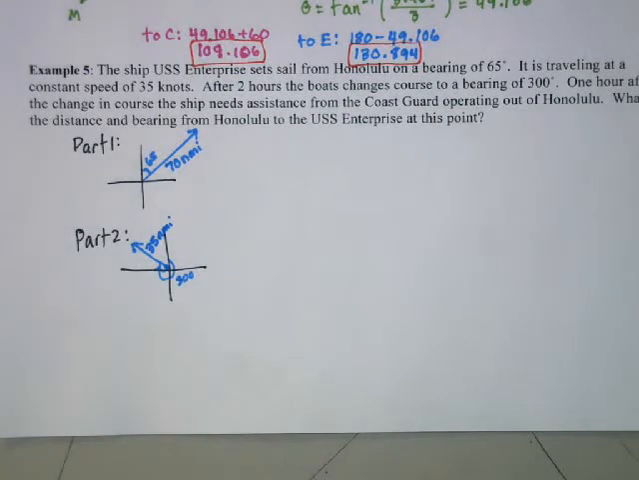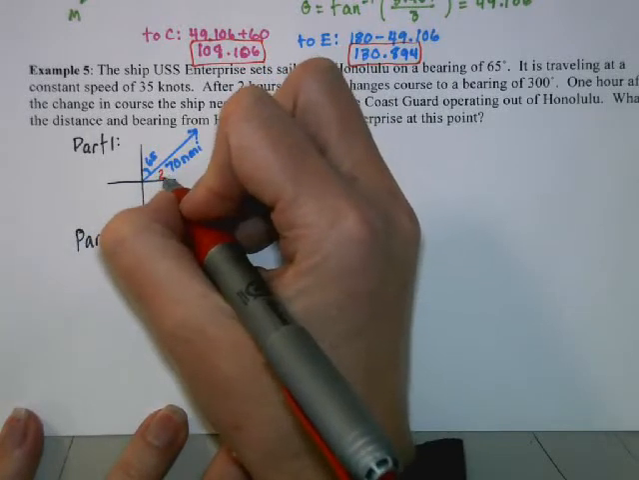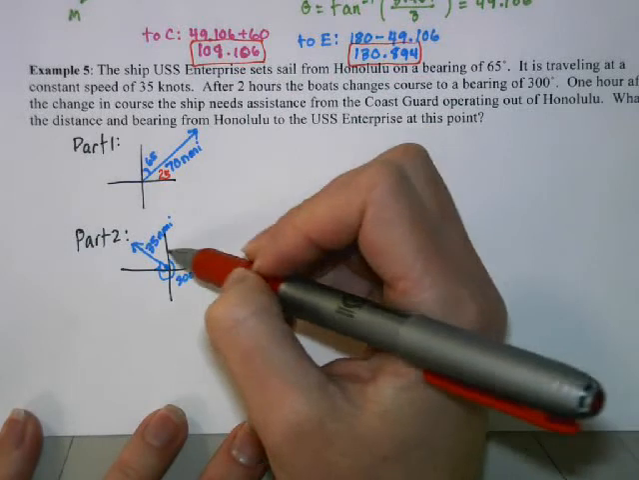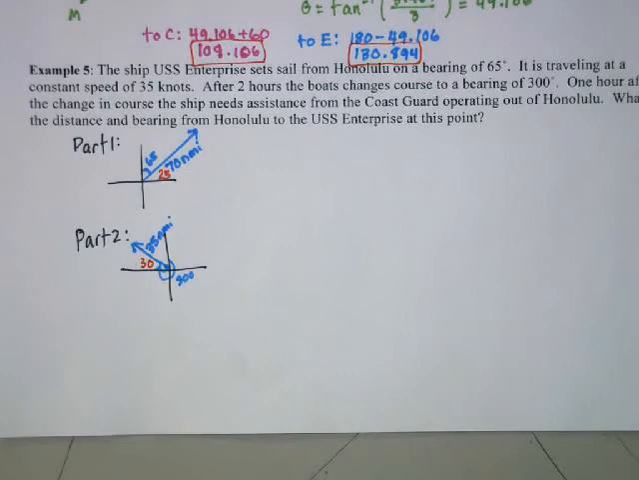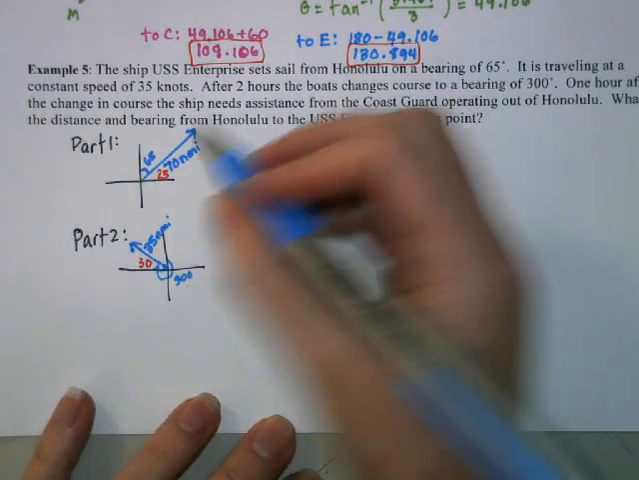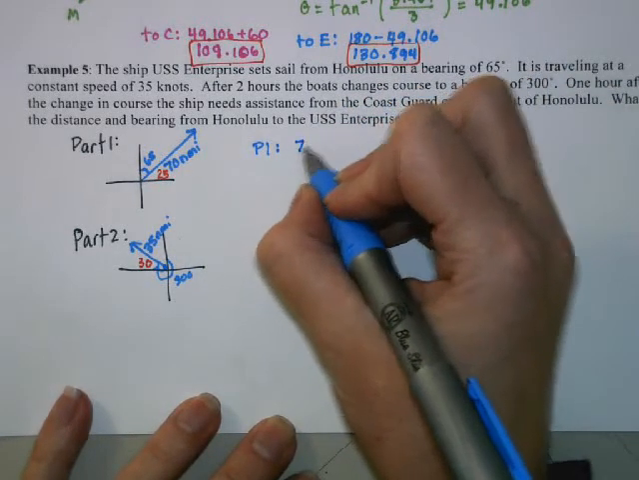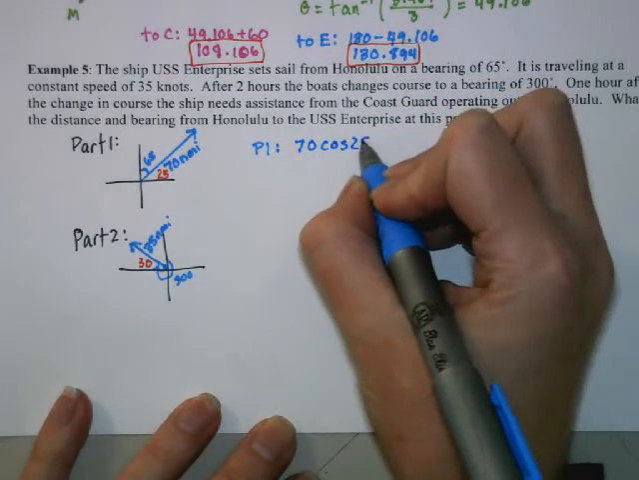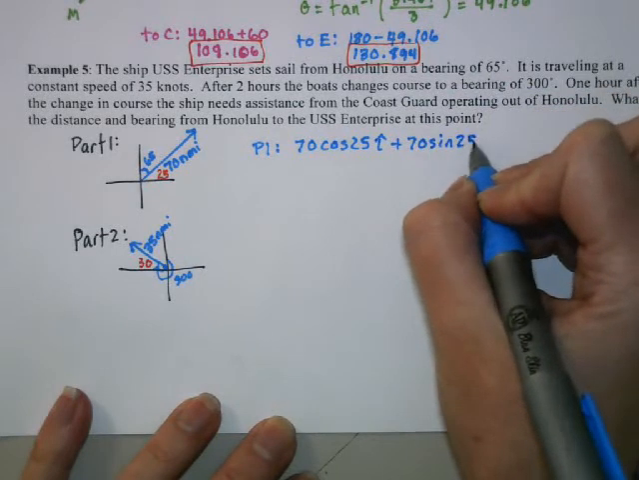Okay, so let's get some reference angles so we can break this down into components. This is 65, which makes this 25. This is 300, which makes this 30. Okay, so we're just going to break each of them into their components, add them, and turn it back. So this is a positive positive, so this will be 70 cosine 25 i plus 70 sine 25 j.